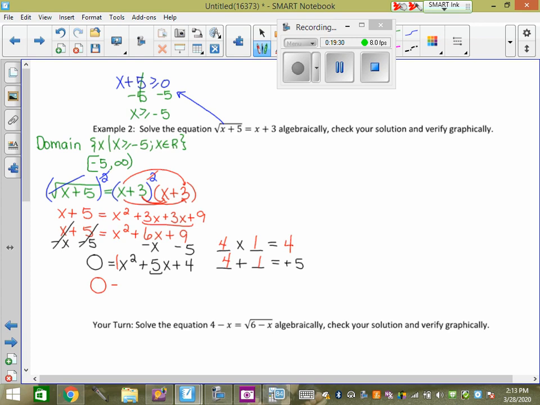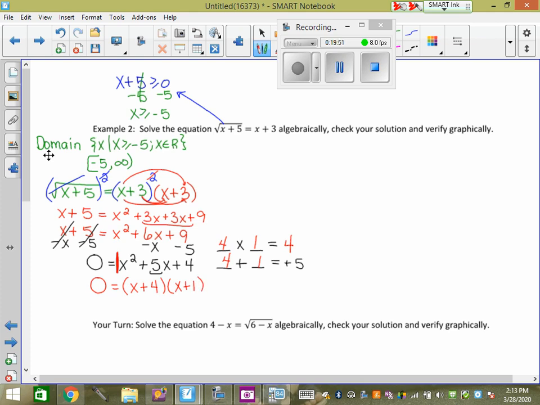I can go directly to brackets. I don't have to do decomposition only because I have a 1 in front of the x squared. If I had a negative 1 in front of there or a number, I would have to do decomposition. But I don't have to because I have a positive 1. So I can go right to brackets. I'm going to get an x plus 4 and an x plus 1.